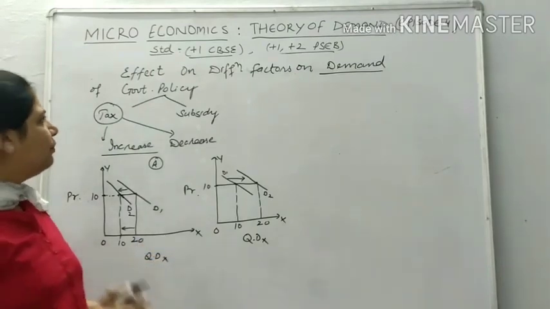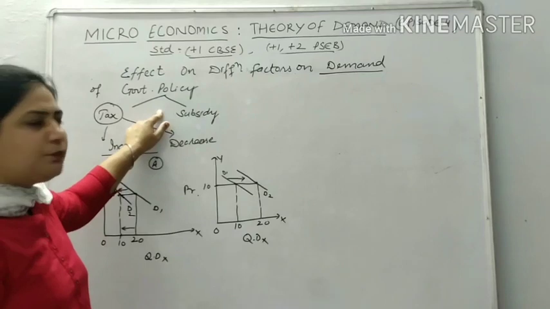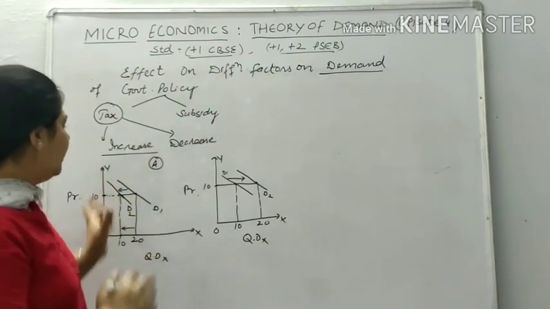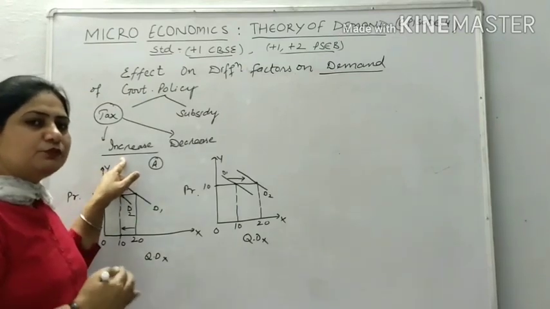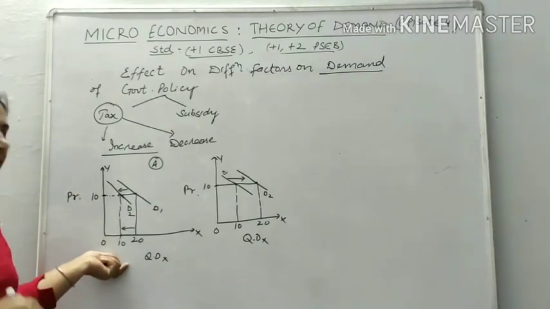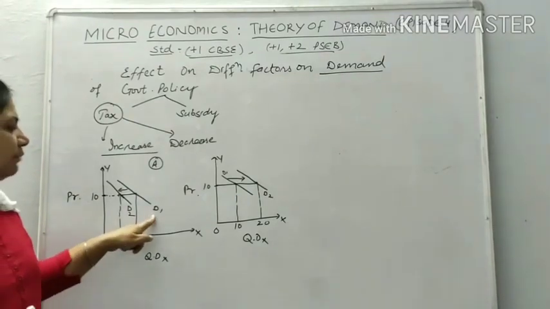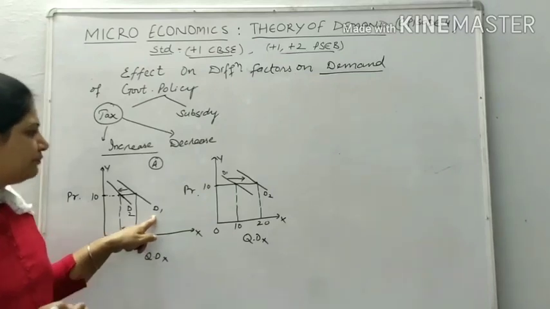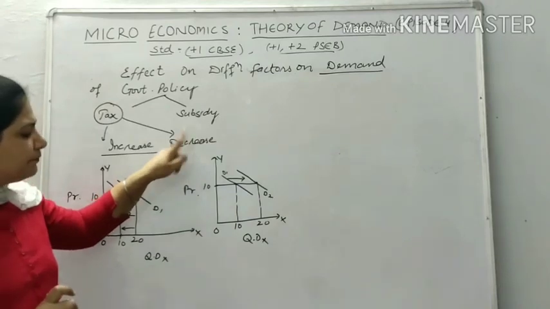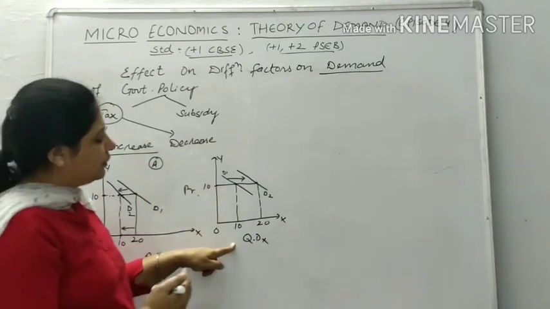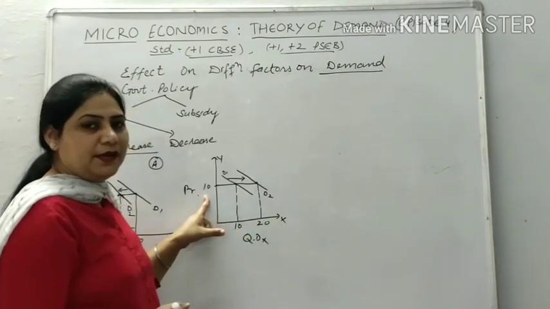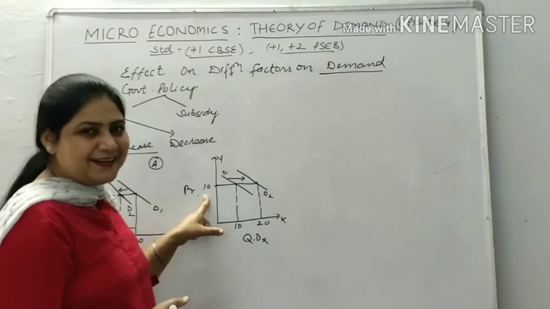I hope you got the idea of how government policy can change demand. When there is an increase in taxes, the consumer gets an unfavorable change in his quantity demanded of commodity X and the demand curve shifts backward. When he gets a favorable change, meaning a decrease in tax, he can purchase more quantity of the same good at the same price. How interesting it is, isn't it?